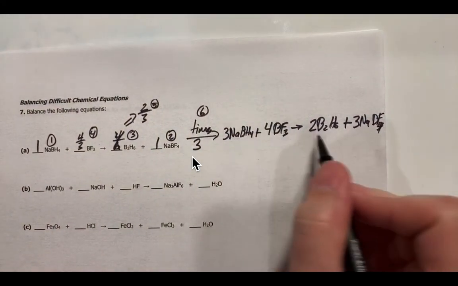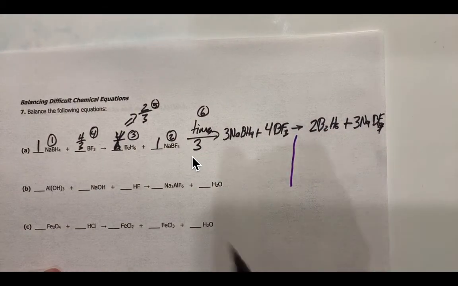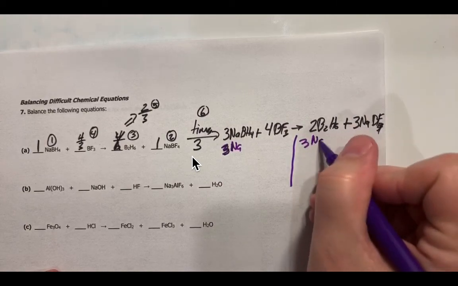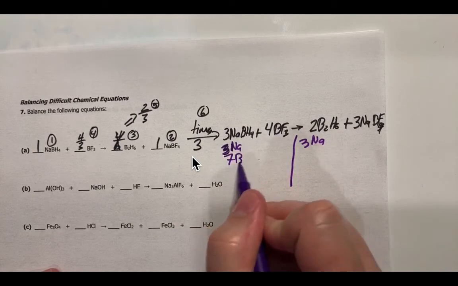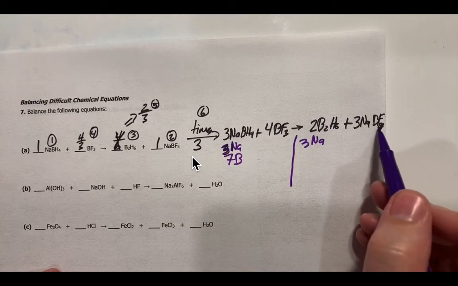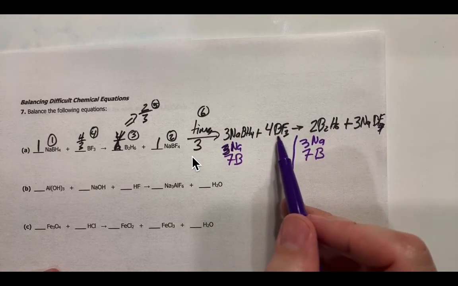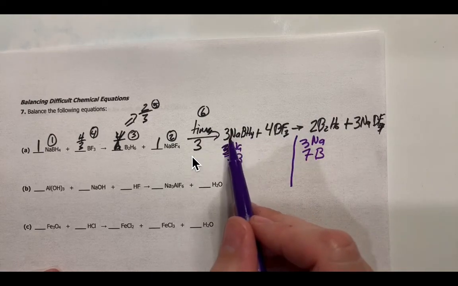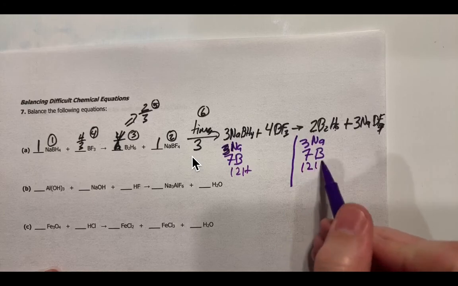Okay, so now let's do that process and verify whether it's balanced or not. So there's 3 sodiums and 3 sodiums. There's 3 borons and there's 4 more, so there's 7 boron atoms. There's 4 borons and then there's 3 more, so 7 boron atoms. All right, I did boron. Now I'm going to do hydrogen. 3 times 4 is 12 hydrogen. 3 times 4 is 12. 12 hydrogen. 2 times 6 is 12 hydrogen.